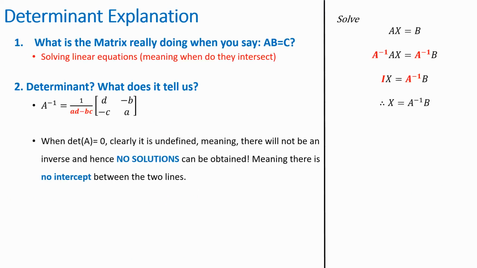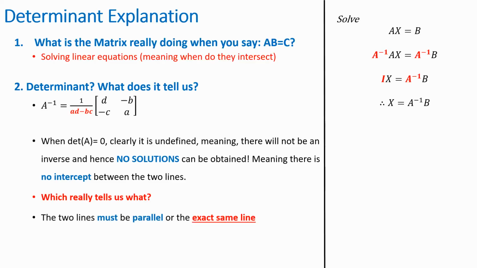What I just did with you is an explanation: when the determinant equals 0, inverse doesn't exist. And you just told me when inverse doesn't exist, then x doesn't exist. And the only times x doesn't exist is when you have parallel lines and infinite lines. Okay? So that's all I'm trying to say there.